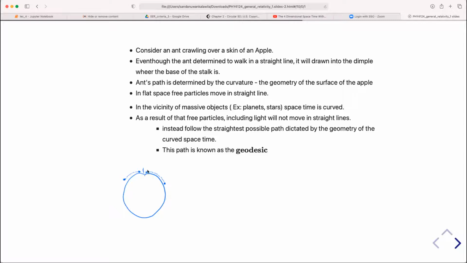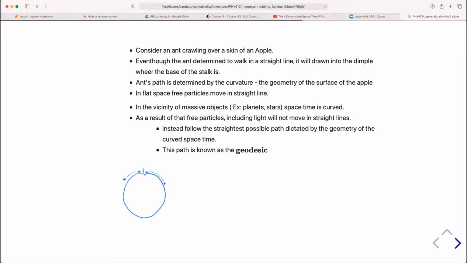Now ants, basically what has happened is, even though ants need to move on a straight line, the ant's path is determined by the curvature or the geometry of the surface of the apple, right? So you know that an apple has a unique geometry, which is in very close to the spherical shape, and the path of this ant is basically determined by that curvature or the geometry of the surface of the apple, right? Not by the ant itself.